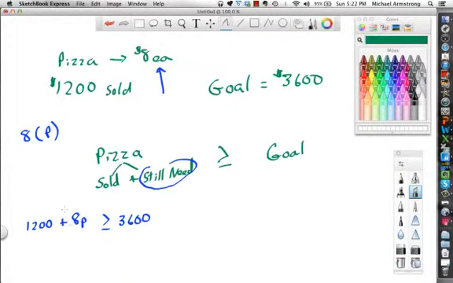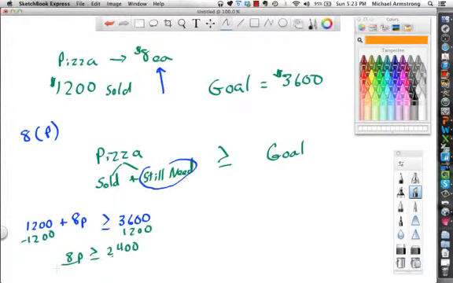Now what happens here is we want to get rid of this 1,200. So we're going to subtract the 1,200 from here, and we're going to subtract it from here. And we'll see that we're left with 8P is greater than or equal to $2,400. And see, we reduced by the 1,200 that we already had. We took it away from our total goal, so now our remaining goal is 2,400. The nice thing about this is 24 is divisible by 8, so I don't even need a calculator.